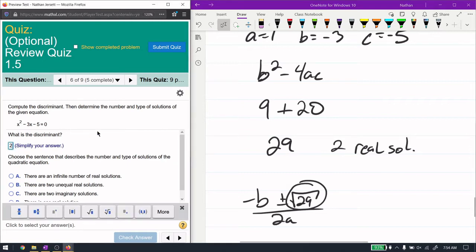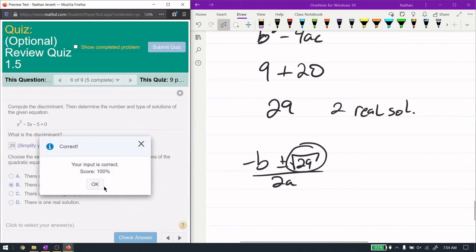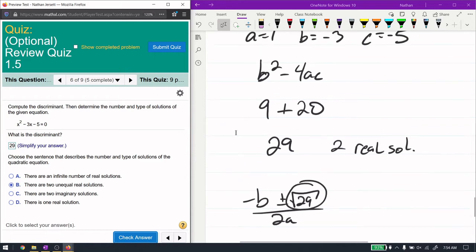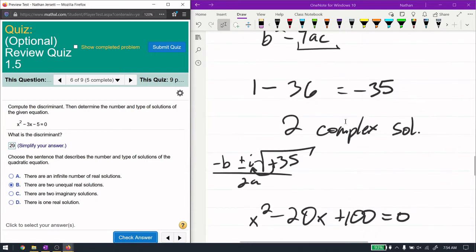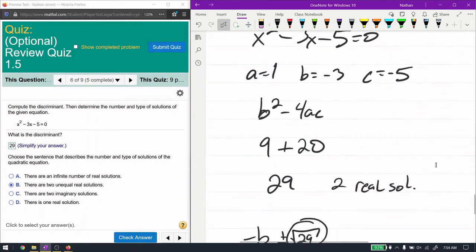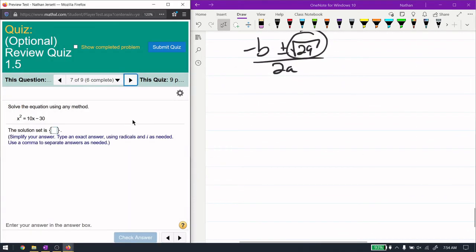So we have 29 is the discriminant, and that means there are 2 unequal real solutions. The plus or minus gives you the 2 solutions, and they're real because we did not get a negative underneath of the square root. So we're good to go there. Those are all the 3 different cases you can have. There's not another one. If the discriminant is negative, you're going to have a complex solution, like we had up here. If the discriminant is 0, you're going to have 1 real solution. And if it's positive, you're going to have 2 real solutions. Those are the only 3 cases you can have.